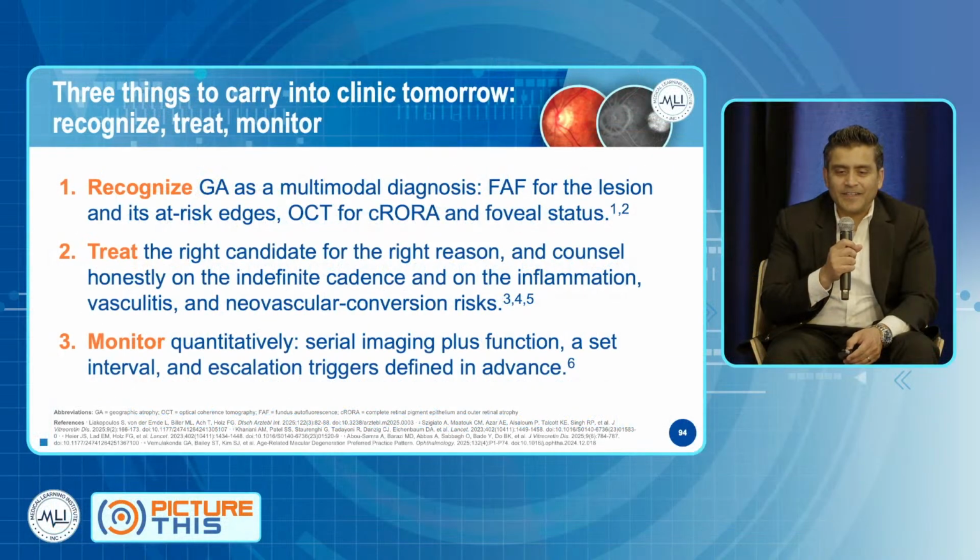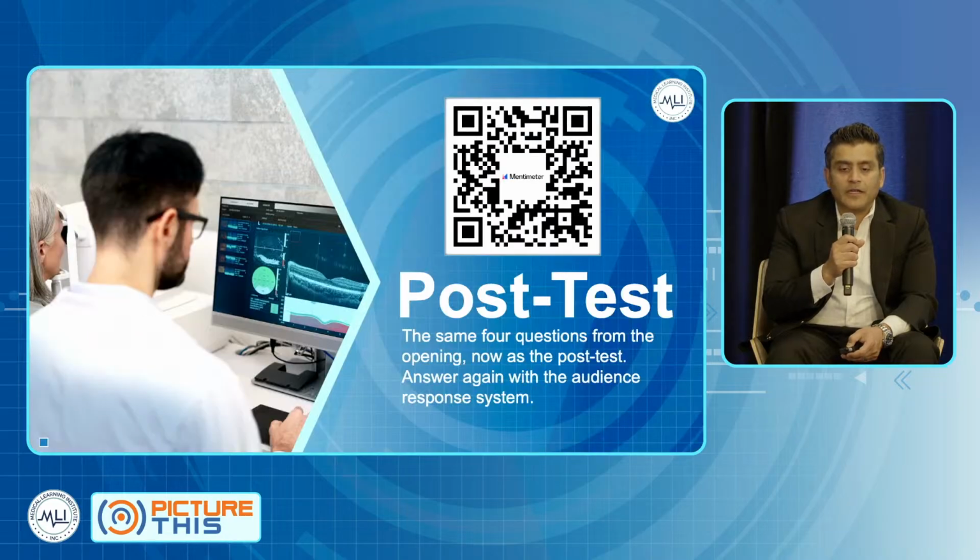I like it. So again, the bottom line in conclusion is 3 things to carry in clinic tomorrow: recognize the disease early, treat the disease if the patient is the right candidate and they understand the risk-benefit profile, treat early if you can, so you can preserve more retinal tissue and function for them, and then monitor closely to make sure that they're not getting side effects.